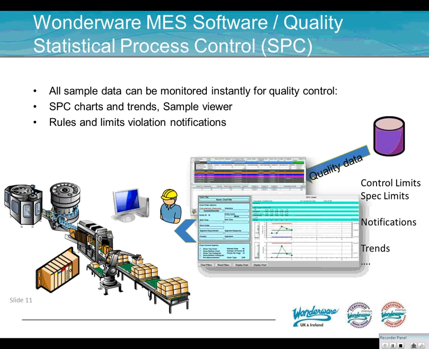And obviously, since we are doing SPC control on the quality system, then any violation of SPC rules or specification limits can give us notifications to the operator to bring his attention to the fact that the system is going out of control and get him to take the appropriate remedial actions to bring it back within control.